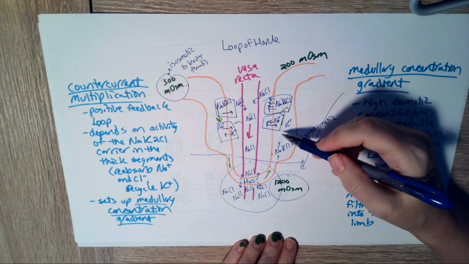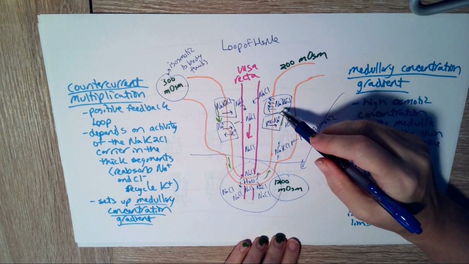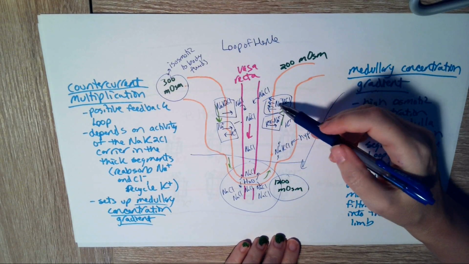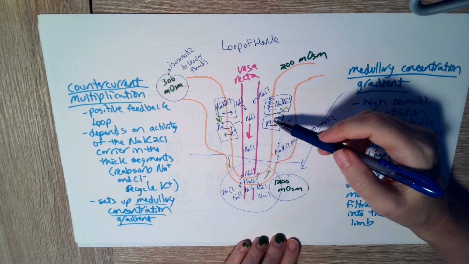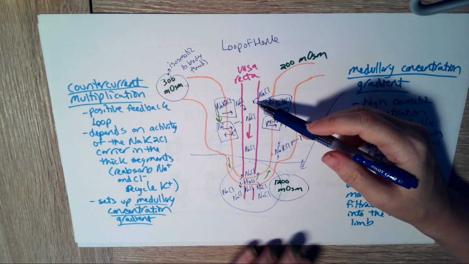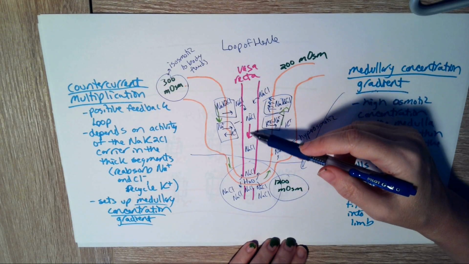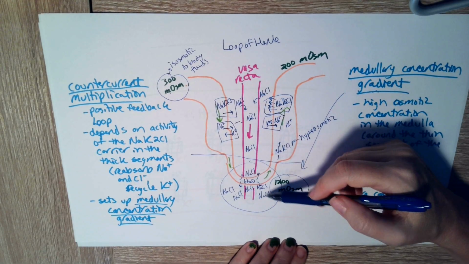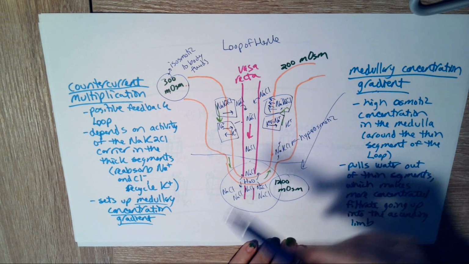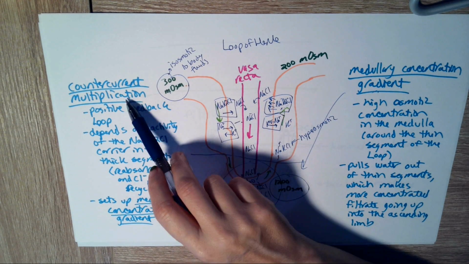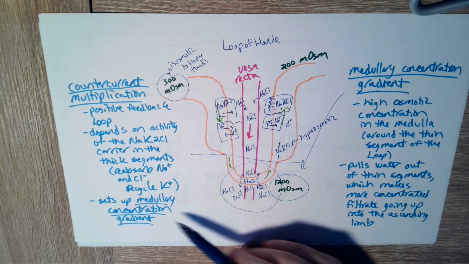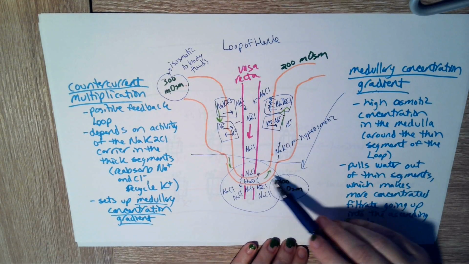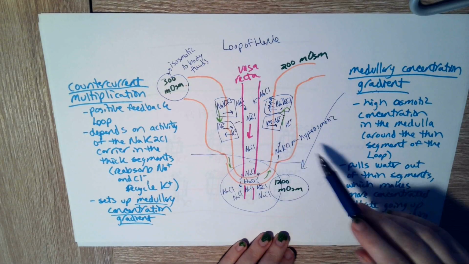As it goes up into the thick segment, that makes the carrier more active, which causes you to reabsorb more sodium and chlorine. Of course, the potassium just gets recycled, so we don't need to think about that one for now. And then that sodium and chlorine goes down, which pulls more water out. That is the positive feedback loop called countercurrent multiplication. And it sets up and maintains this whole medullary concentration gradient. So these are dependent upon each other.